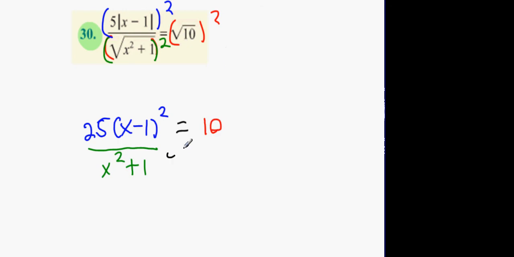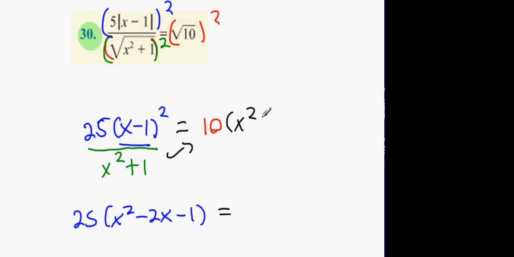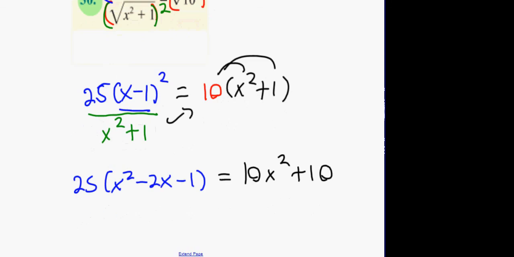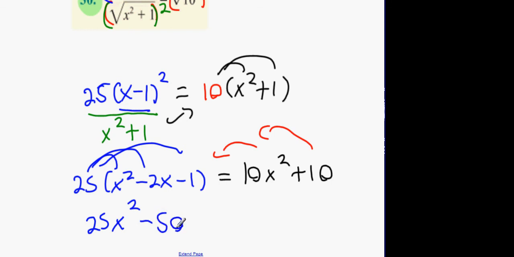Next, we're going to cross multiply, and you're also going to multiply the blue part out. So you're going to get 25 into x squared minus 2x minus 1 equals 10 multiplied by x squared plus 1. What is that? Anybody? 10x squared plus 10. Okay, next step is I'm going to multiply out the blue part, and when I'm done with the blue part, we're going to bring over the black part over the other side. So what we're going to get is the following: 25x squared minus 50x minus 25.